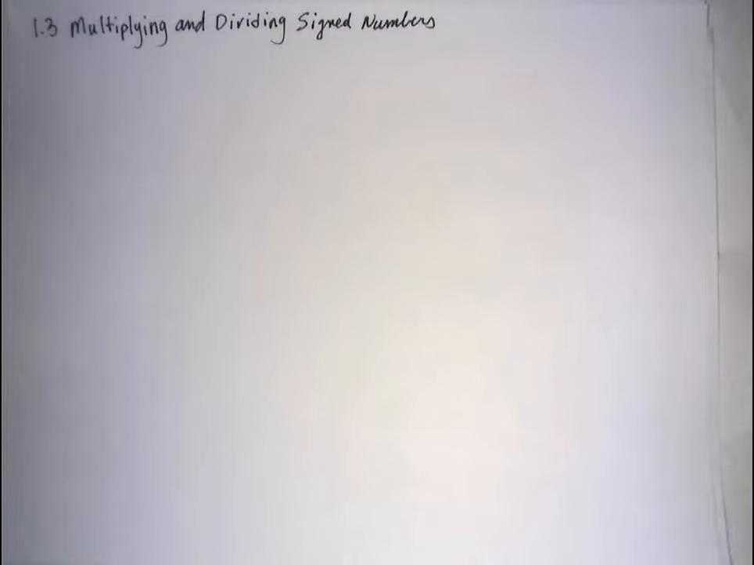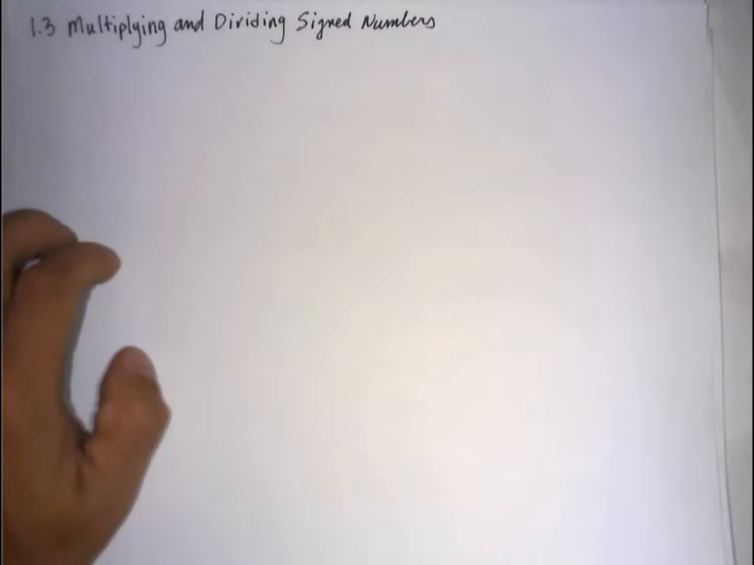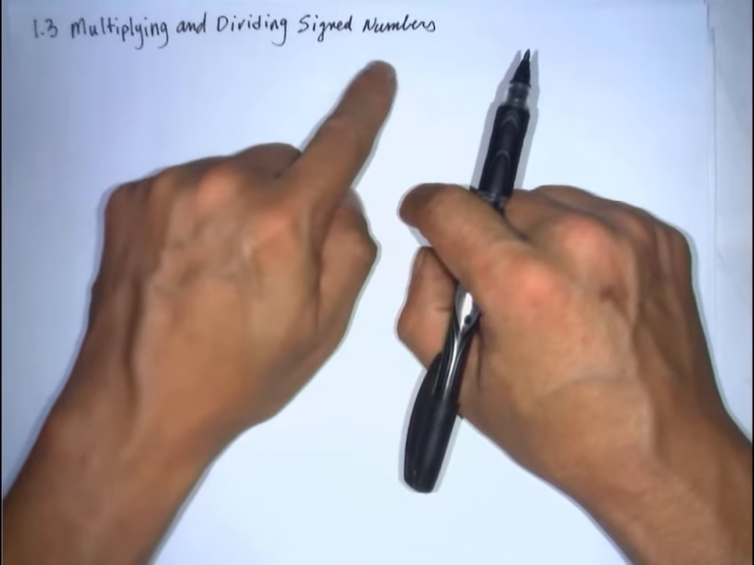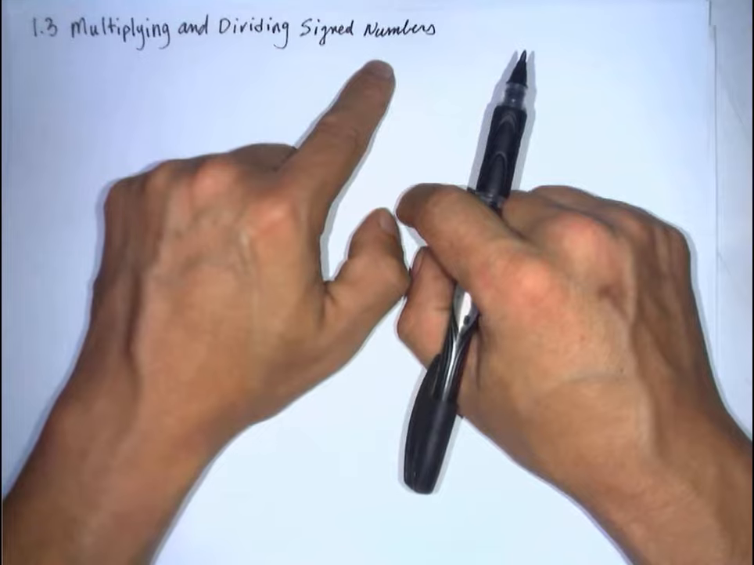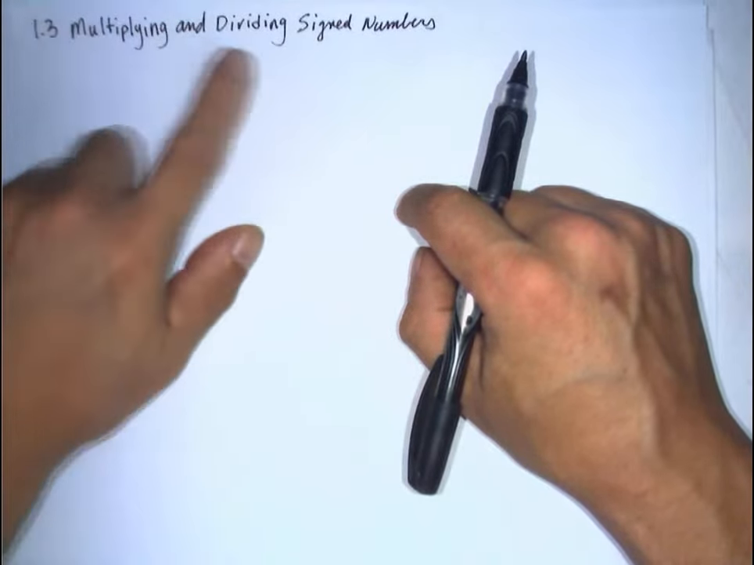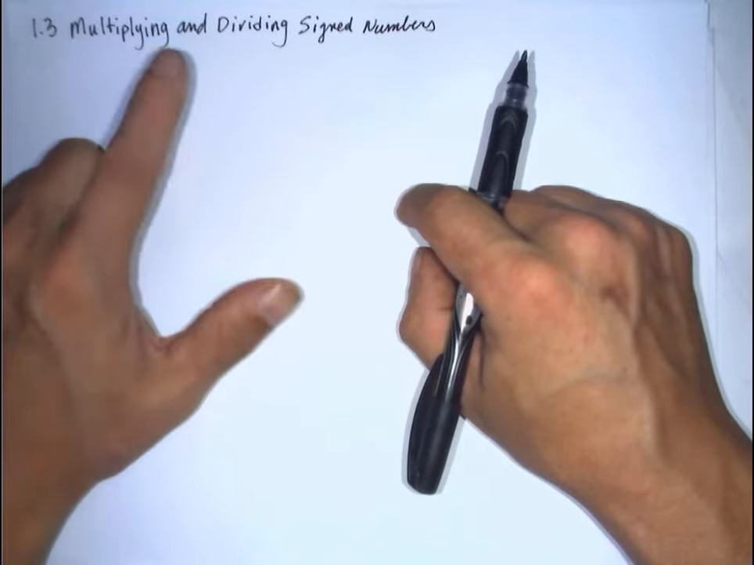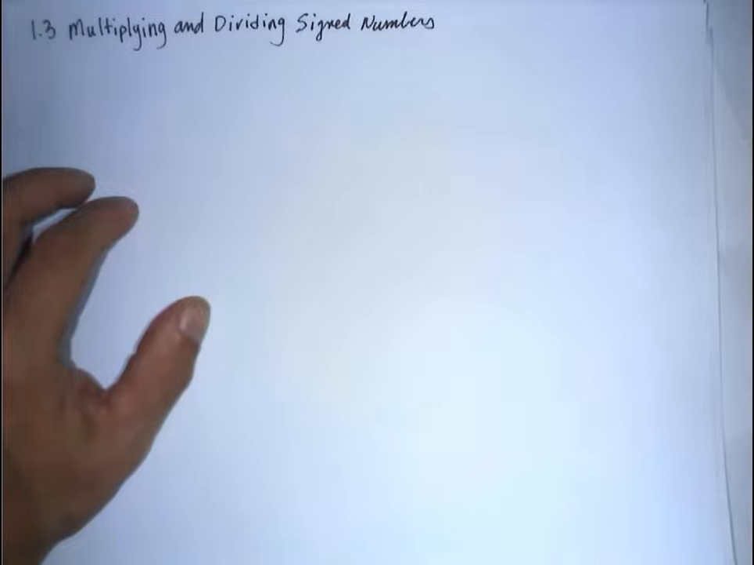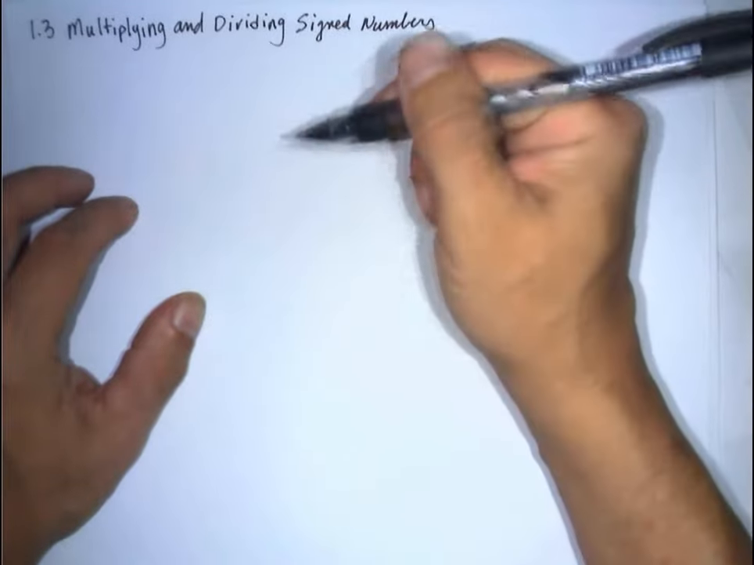This is the third lecture in our unit on algebraic foundations. Today we're going to be multiplying and dividing signed numbers. In the previous lecture we added and subtracted them. This lecture is going to involve multiplying and dividing, which is a little bit easier to explain. The rules are a lot more simplified than adding and subtracting.